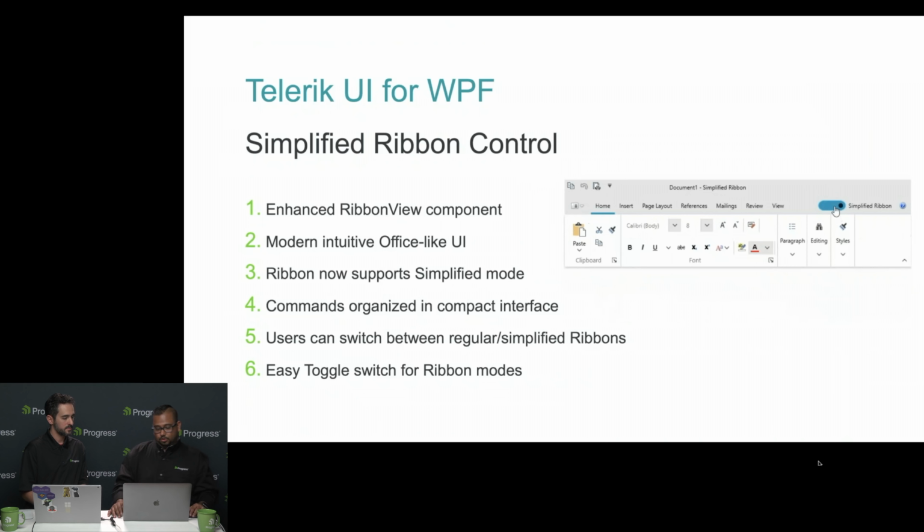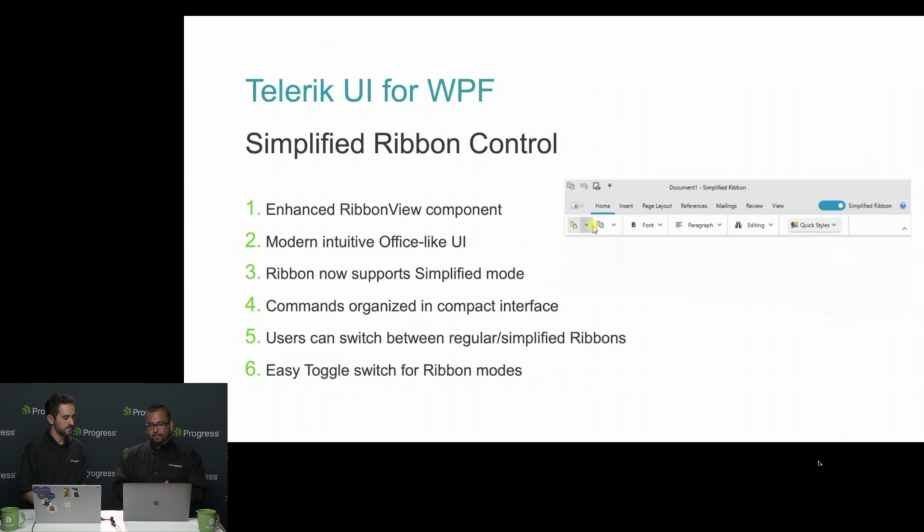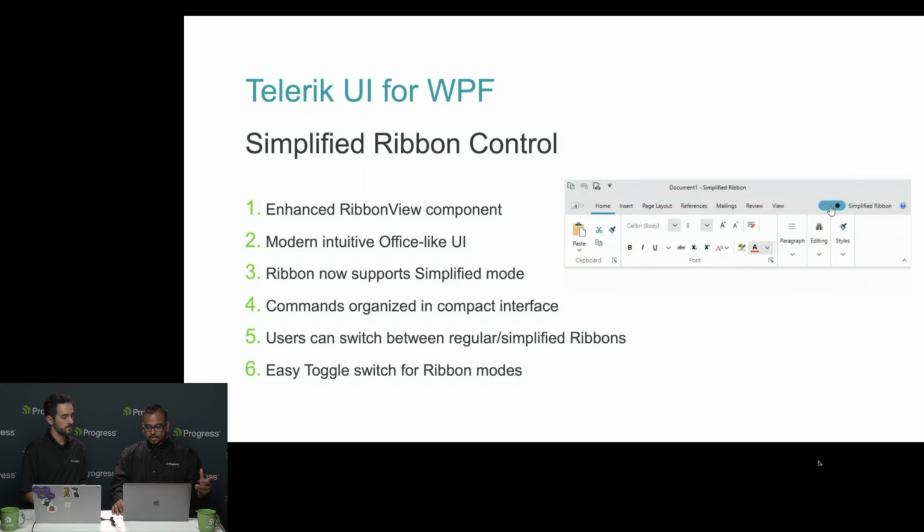Okay, so the ribbon control. This is something we already had for WPF and WinForms. It's actually been quite heavily requested that we have a different mode of the ribbon, which is a simplified ribbon. So we are saving a little bit on the real estate. It's now just a toggle. So the users can toggle between a full menu and a simplified menu, and you get to choose as a developer which menu items show up in the simplified ribbon versus the full ribbon. And it's a very intuitive Office-like UI. You can have commands organized in a more compact interface, and it's just a simple toggle for the user.